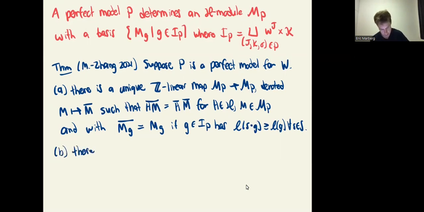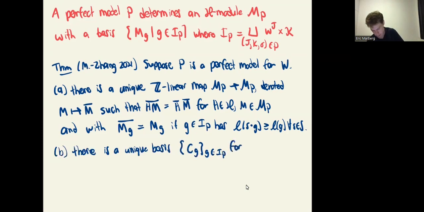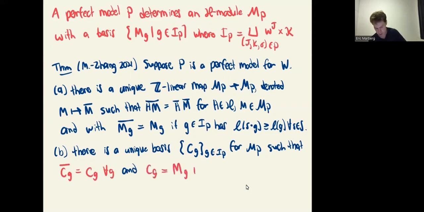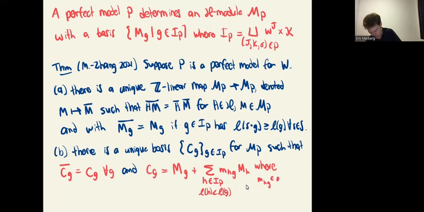And then there is an analog of the Kazhdan-Lusztig basis. So there is a unique basis that I'll write as C_g for this module, such that with respect to this operator in the previous part, we have both that C_g bar is equal to C_g for all g, and we have C_g equal to m_g plus the sum over all h in our indexing set with length less than the length of g of some polynomials m_{h,g} times m_h, where m_{h,g} is a polynomial in q inverse with no constant term.